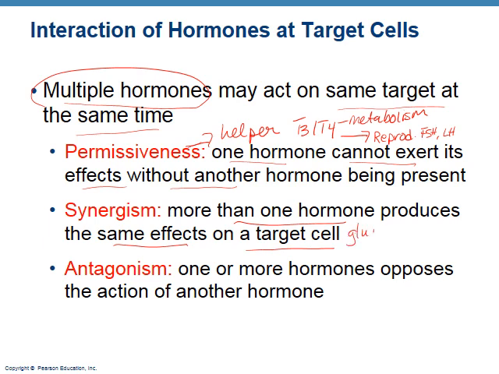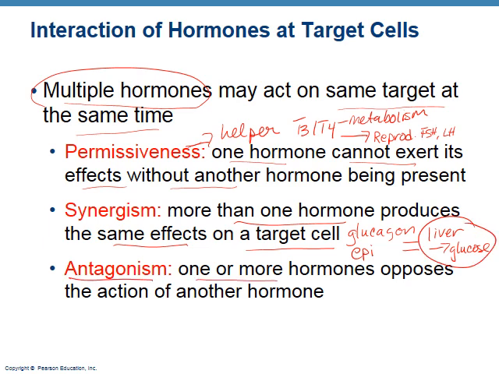Synergism, this is when more than one hormone produces the same effect on a target cell. So we have a hormone called glucagon secreted by the pancreas, and then you also have epinephrine coming from the adrenal medulla, and both of those are going to cause the same effect. They're going to cause the liver to release stored glucose. So 2 different hormones, and they both have the same effect.